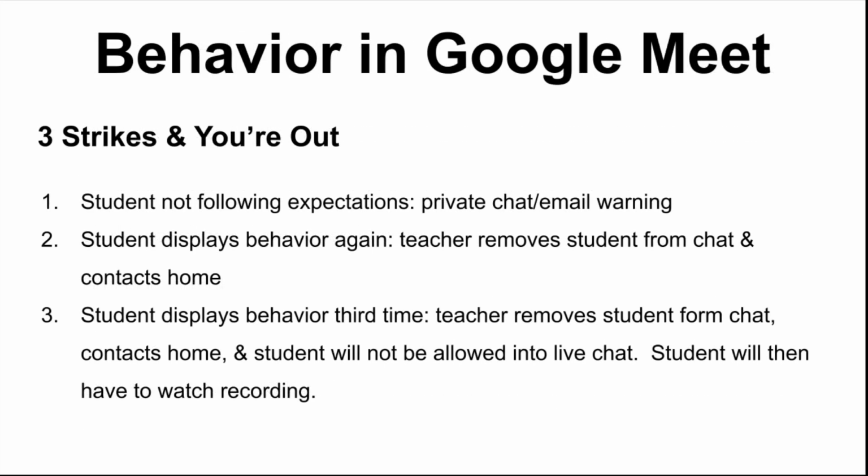There are consequences for not following these expectations. The first warning will be a private communication through chat or through email. The second behavioral issue, the teacher will remove you from the chat and you will get an email or contacted home. The third time, you will again be removed from the chat and you'll be contacted home and you'll no longer be allowed back in a Google Meet and be forced to watch the recorded version at a later date.